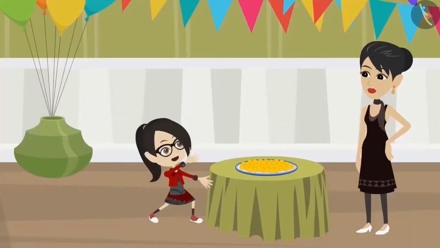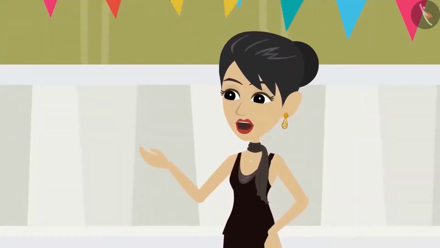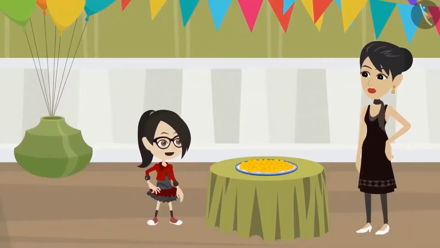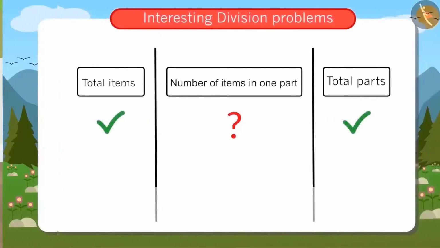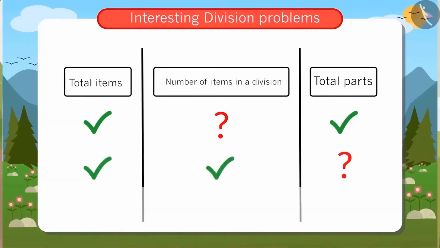Oh wow, that was easy. And I worked so hard to divide the laddus into groups. Never mind, Vandana. Now you should remember this simple way. Last time we learned that when we are given the number of parts and have to find out the number of items in them, we use division. Today we learned that when we know how many things will come in one part, we still use division.